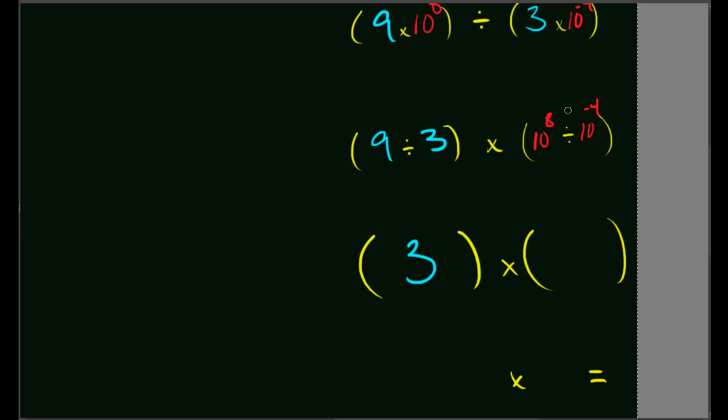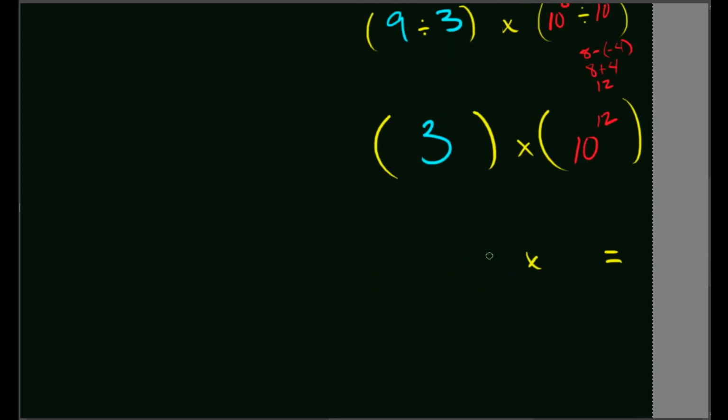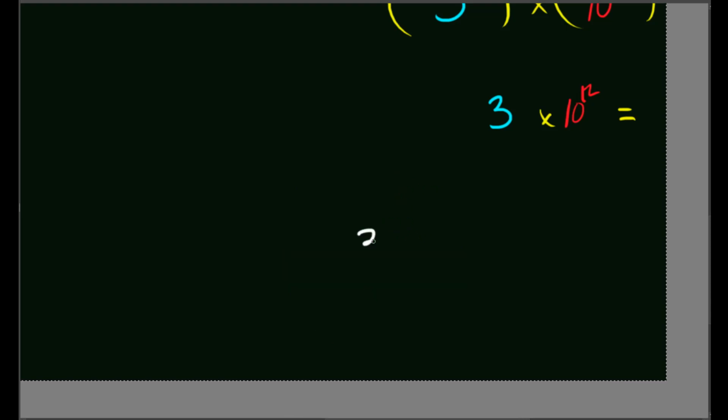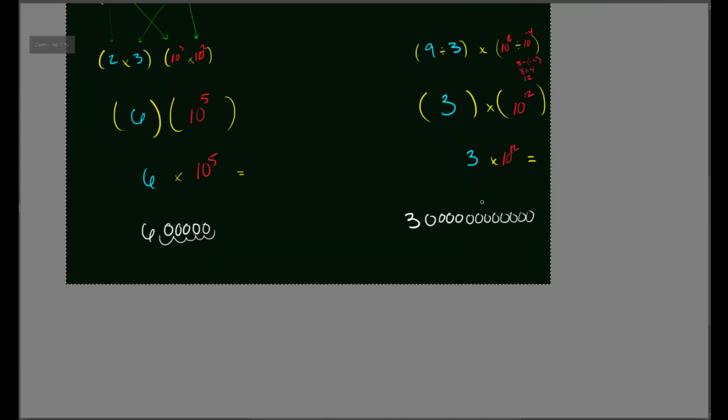What happens when we subtract a negative? We add it. So 8 minus a negative 4 just turns into 8 plus 4, that's 12. So we get 10 to the 12th, multiplied by 3. So 3 times 10 to the 12th. What is that in decimal notation? That would be 3, then 1, 2, 3, 4, 5, 6, 7, 8, 9, 10, 11, 12 zeros.